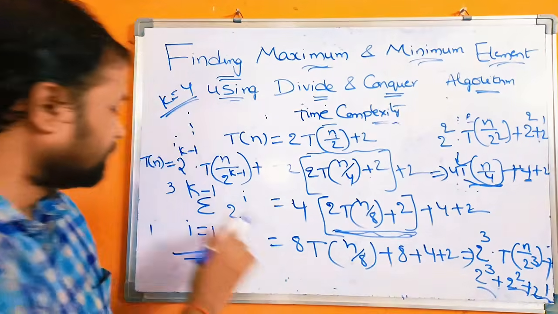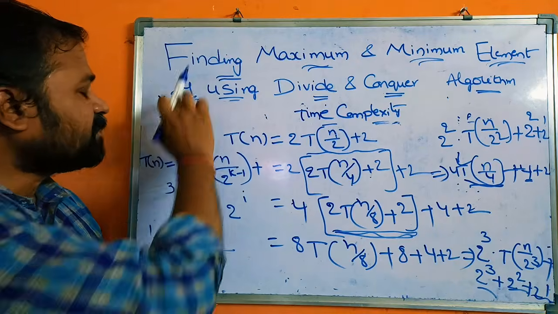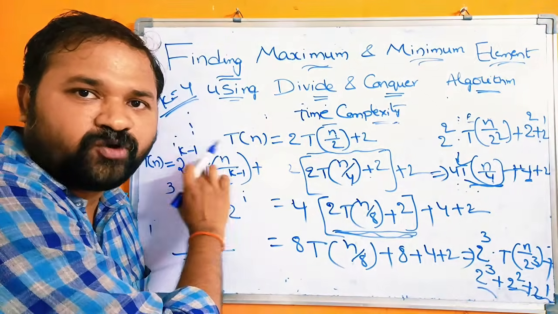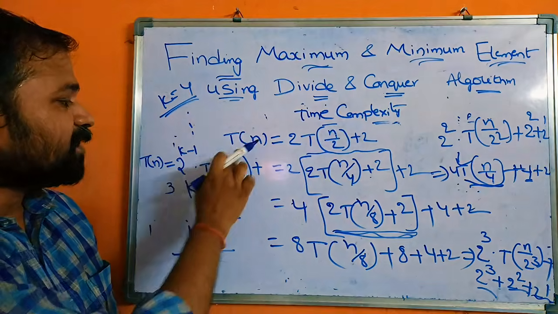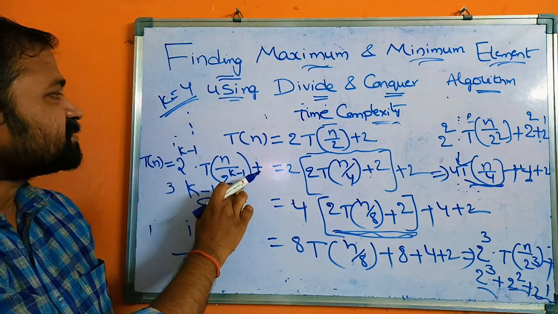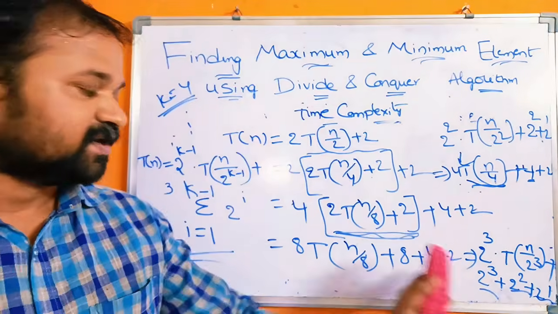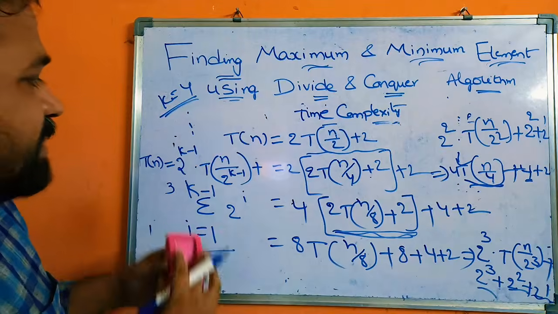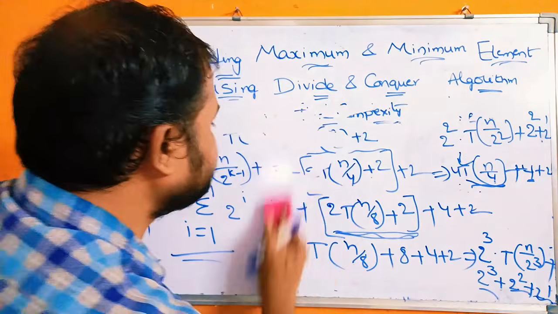So likewise, here also if we substitute, 2 power k minus 1, k minus 1 means 4 minus 1, 2 power 4 minus 1 means 2 power 3. So 2 power 3 into T of n by 2 power k minus 1, means 2 power 4 minus 1, 2 power 3. So T of n by 2 power 3. So likewise this is nothing but the last term. Now let us derive this one. Yeah, so this is the last term.